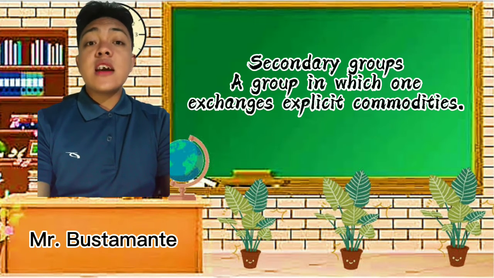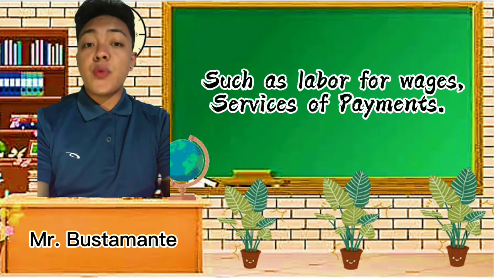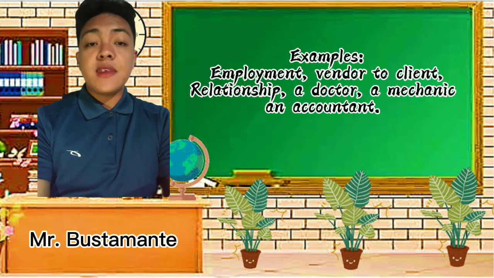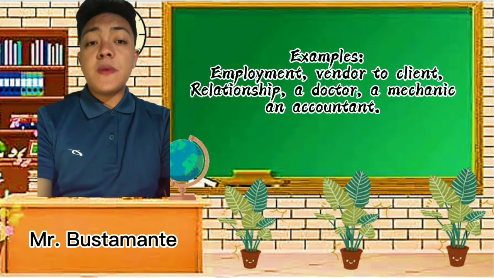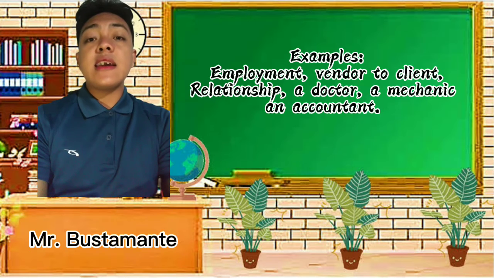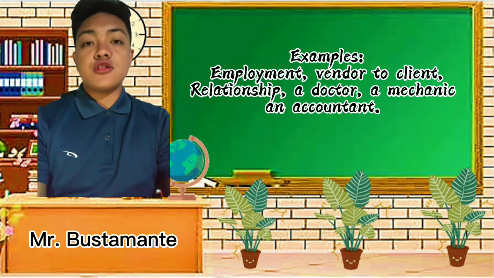Secondly, secondary groups are groups in which one exchanges explicit commodities such as labor for wages, services for payments, and so on. Examples of these would be employment, vendor to client relationships, a doctor, a mechanic, an accountant, and such.